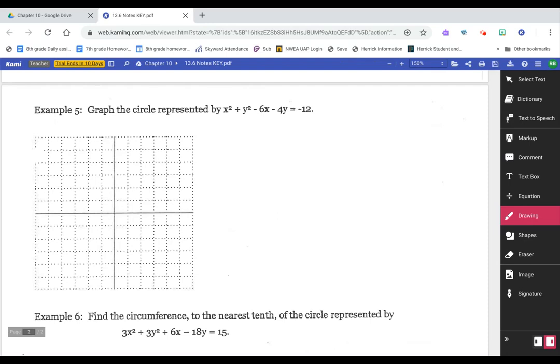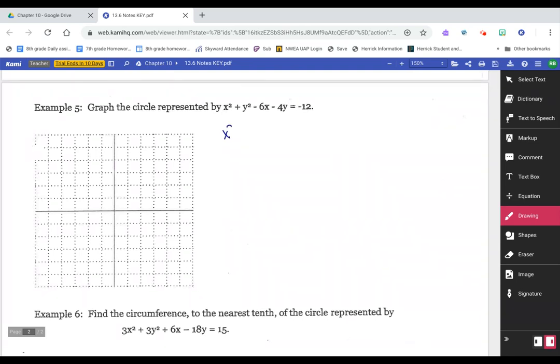So let's first put the two x's together. So we have x squared minus 6x. Let's leave a space and now put the two y's together. We have y squared, so we'll plus y squared minus 4y, leave a space, equals negative 12. All right, I left those spaces so that I can complete both of those, completing the squares.